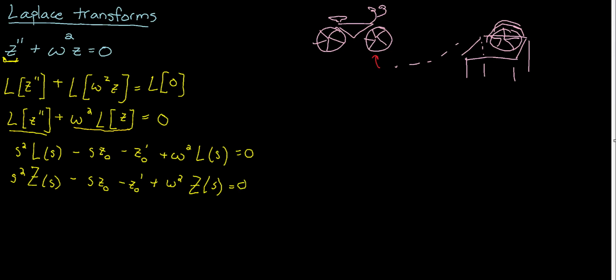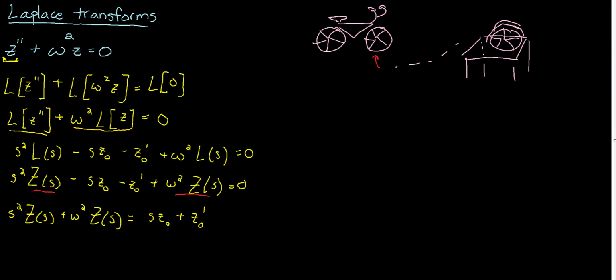Okay, the next thing I need to do is collect all of the terms with capital Z, the Laplace transform terms. I'm going to keep all of those terms on the left, and I'll move everybody else over to the right. So on the left side of my equation, I'll have s squared times capital Z, the Laplace transform, and I've got an omega squared capital Z of s. Then everybody else I'll move to the right side of the equal sign, so I'll have s times z naught, and a plus z naught prime.